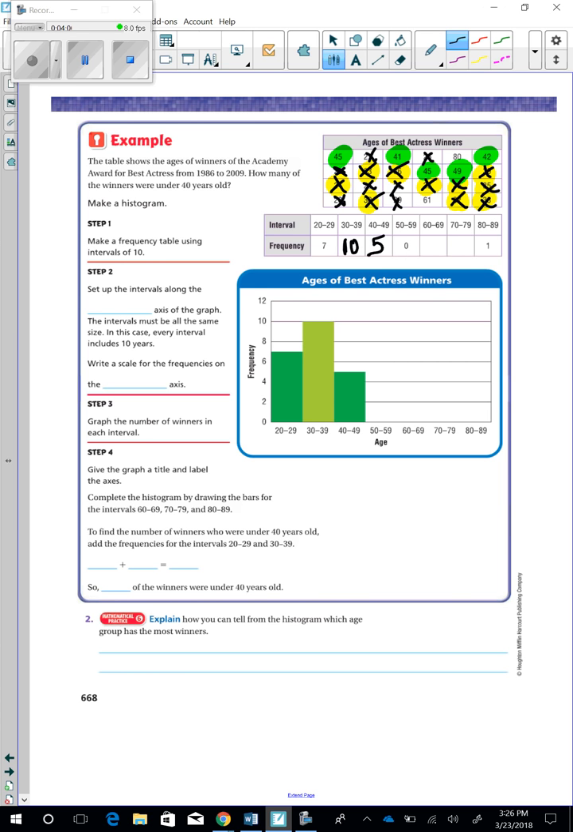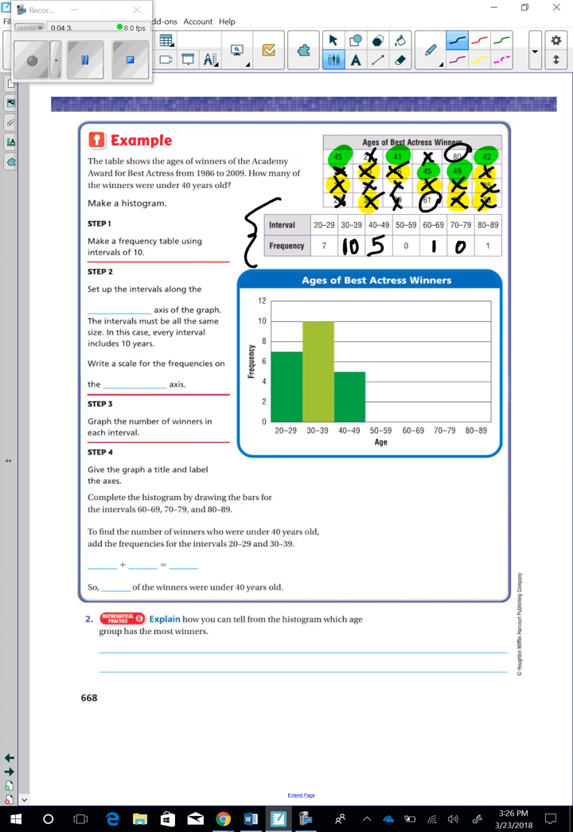There are 0 from 50 to 59 years old. There is 1 here, 60 to 69. And then there are 0, 70 to 79. And then there's only 1 left, and that's 80. So 80 to 89 years old. And that's how you're going to use your information in your graphic organizer to figure out how to fill the rest of your information out for your intervals and the frequency.